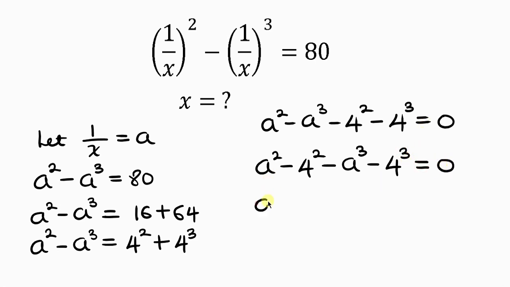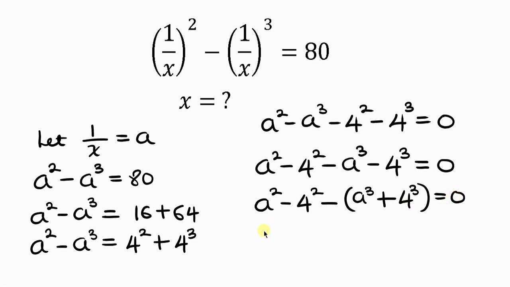So we have a squared minus 4 squared. Now notice that negative is common here. So I'm going to be factoring out negative. Now open a bracket. Since I factor out negative, I'll have a cube. Now I'll be having plus here, because when negative is multiplied by positive, you get back negative. So 4 cube. This is equal to 0.